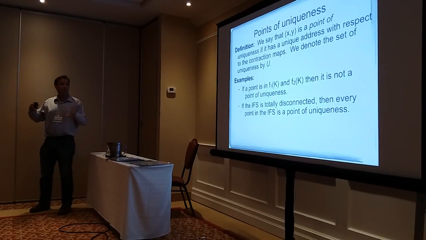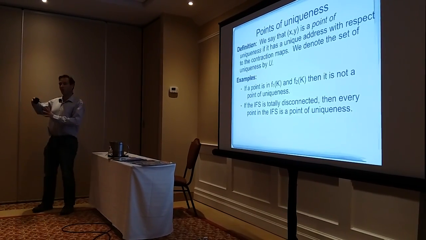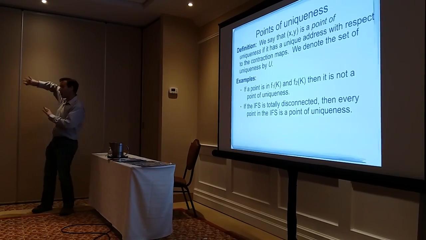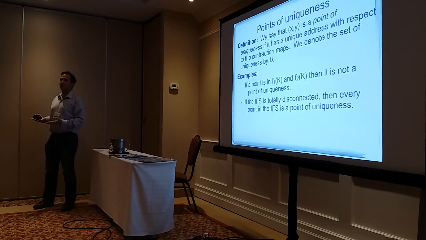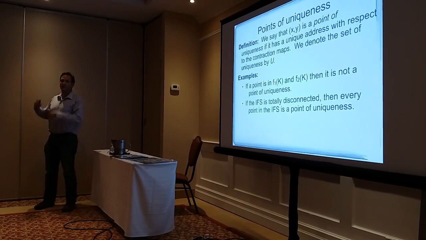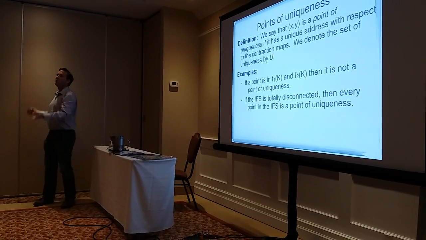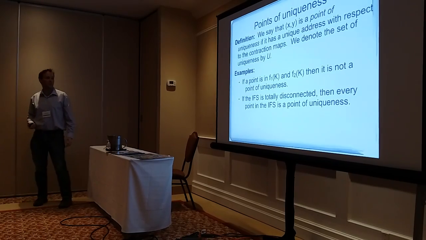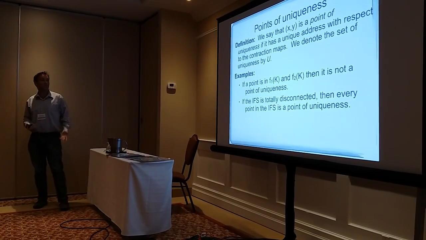If the iterated function system is totally disconnected, this means all the points in F1 of K are completely disjoint from all the points in F2 of K, and hence you can't possibly have any points that have the same address, because they couldn't have the same address at the beginning. If you had something smaller down here, you just take off the first couple terms until they're different. So there are some places where it's the same, some places where it's different.